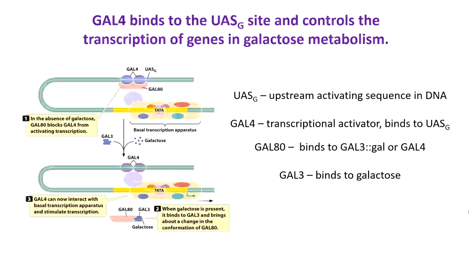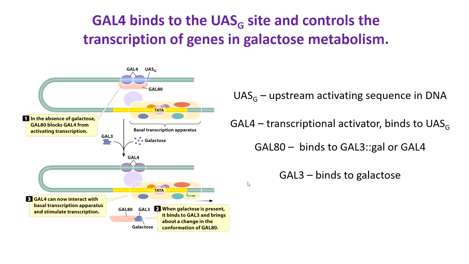Let's take a look at an example of one of these types of regulation. So let's look at a gene. This is the gene that controls production or metabolism of galactose, which is a sugar that can be oxidized to create ATP. We have a couple different regulators to keep track of here.